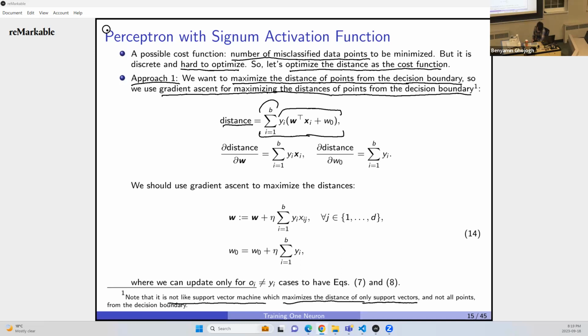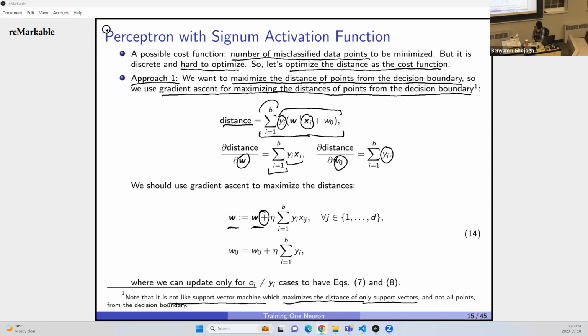So what is the derivative of this with respect to W? It's linear with respect to W, right? So I have the summation of yi times xi. Agreed? Also, I have two optimization variables: one of them is the vector W, and one of them is a scalar W0. So I take the derivative with respect to W0 also. With respect to W0, this is also linear. It becomes only the summation of yi. Right? Now we do the gradient ascent.